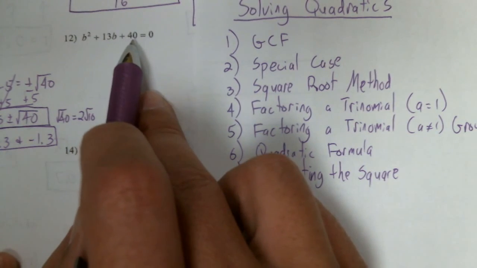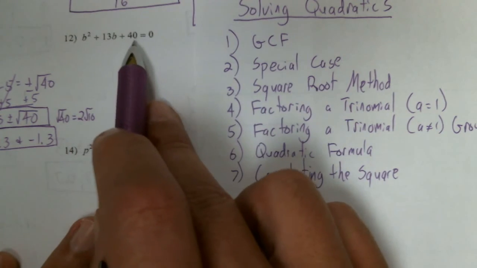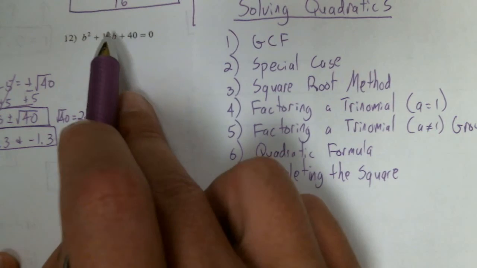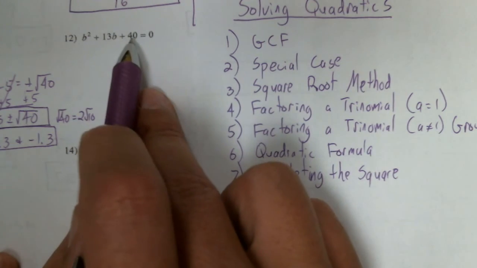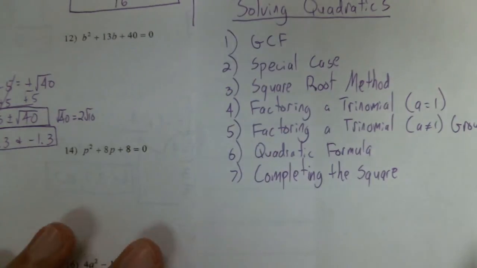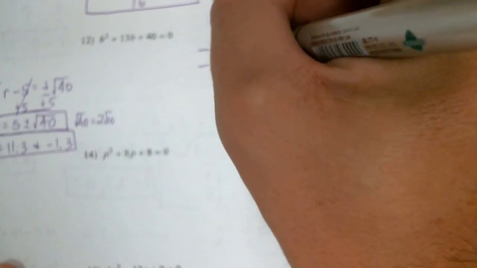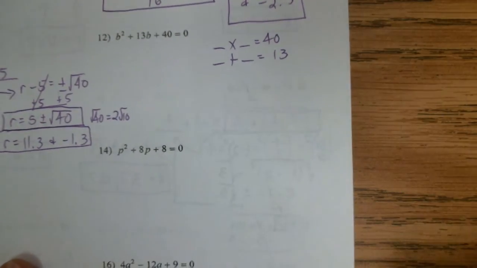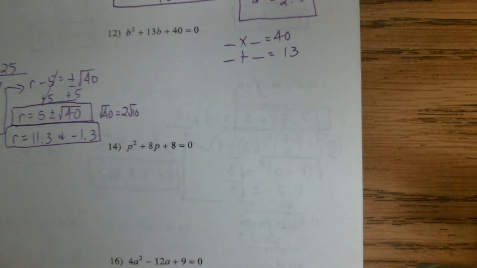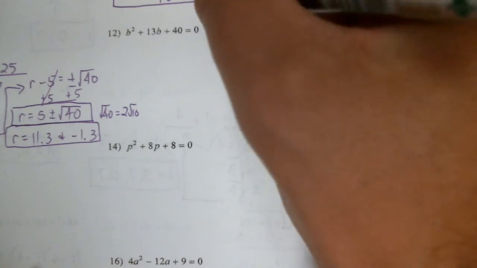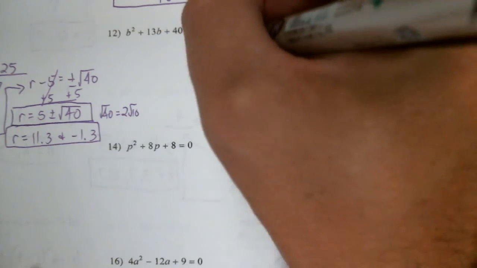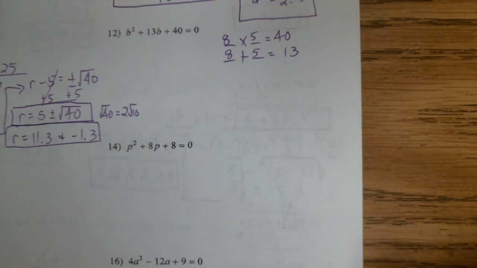GCF, no, because there's a C term. Special case, no, because that's not a perfect square. Square root method, no, because there's a B term, a middle term. Factoring when A equals 1: are there any factors of 40 that add to 13? What times what gives you 40, and at the same time, what plus what gives you 13? Well, the first 2 numbers I think of for 40 are 4 and 10. That doesn't give me 13. The next 2 numbers I think of are 8 and 5. That works. 8 times 5 is 40, and 8 plus 5 is 13.